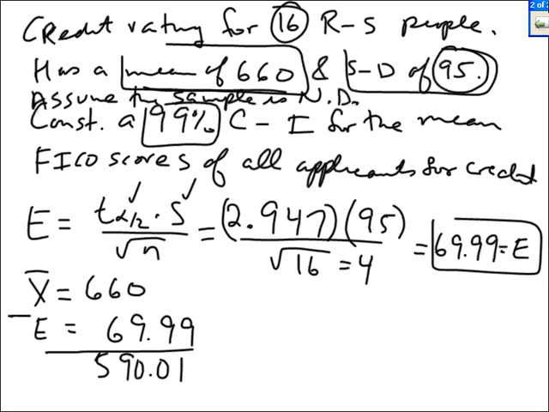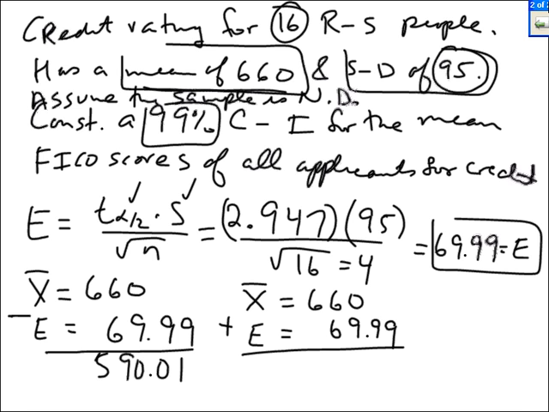That's when you subtract. If you happen to do x bar plus E, x bar is still 660, E is still 69.99. If you add these, you get 729.99. You know what? Mu is right in between them. You just have to add x bar and E and subtract x bar. You have to compute x bar minus E.